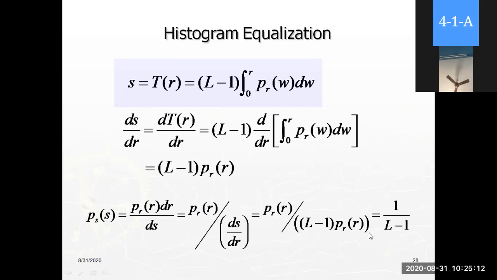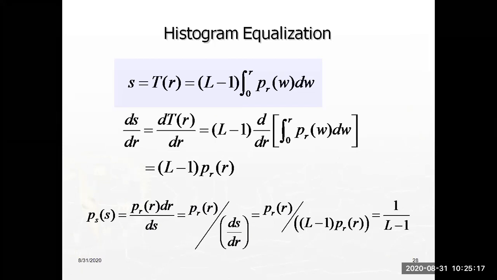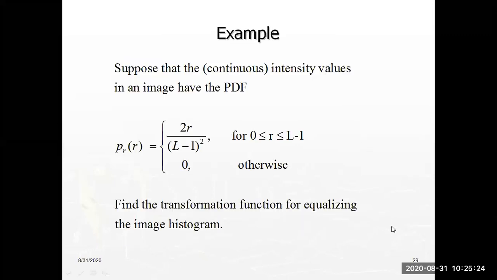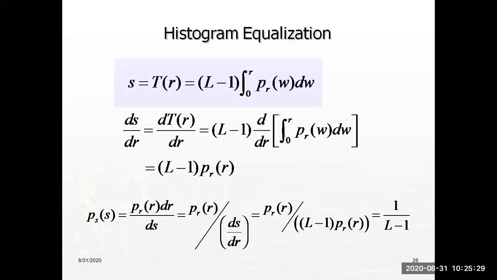So simply, if you observe, let us consider the input PR of R is L minus 1. What is PS of S? 1 by L minus 1 by L minus 1. For example, what should we know? The PR of R value. Here we don't know the PR of R value, that is why this is 1 by L minus 1. If you know the PR of R value, we can simply substitute and differentiate.